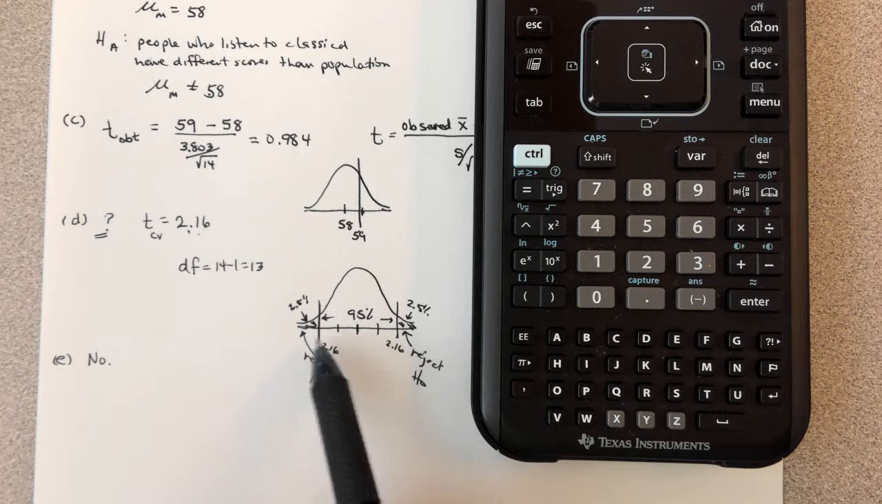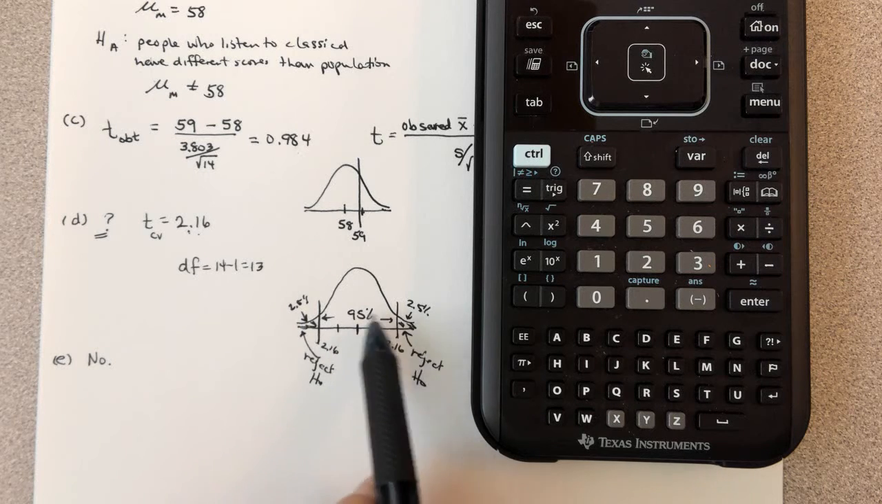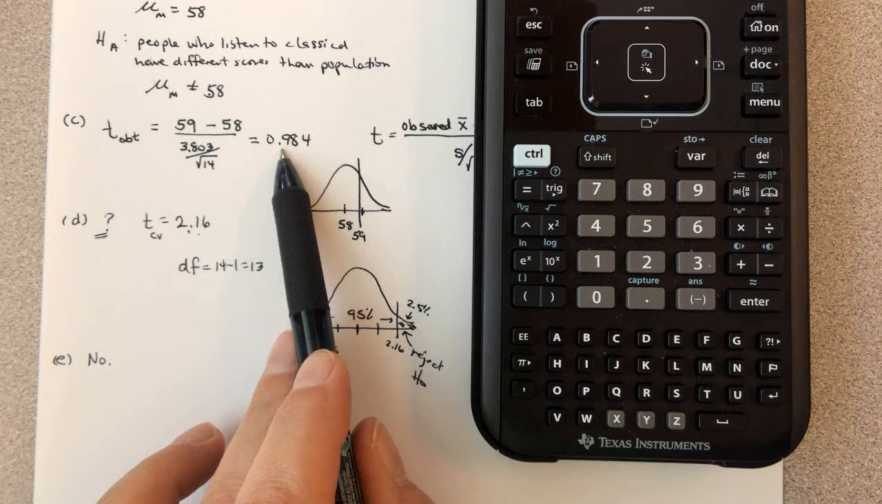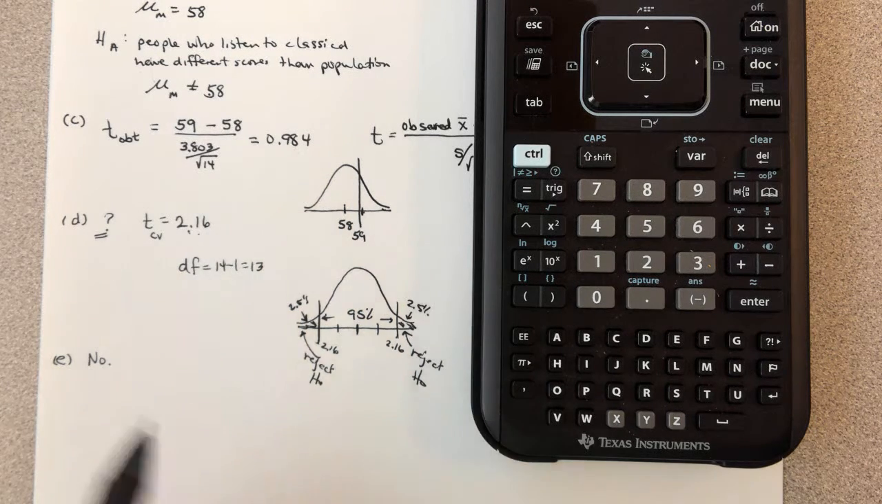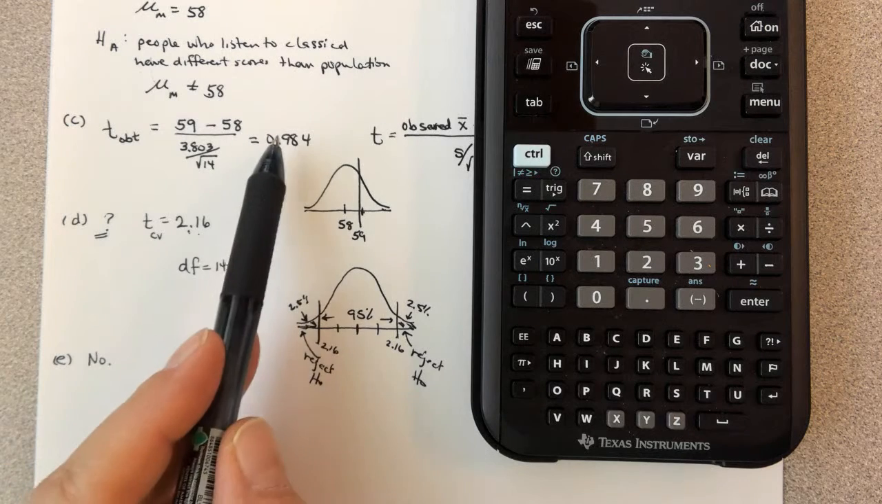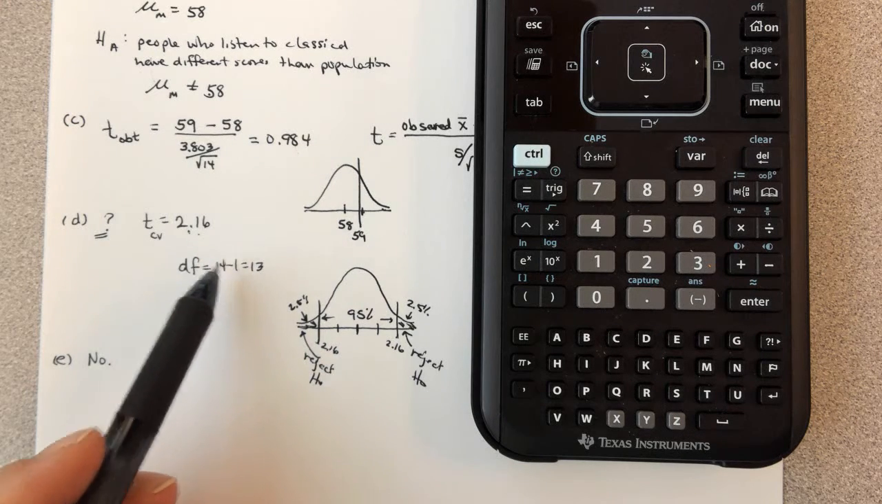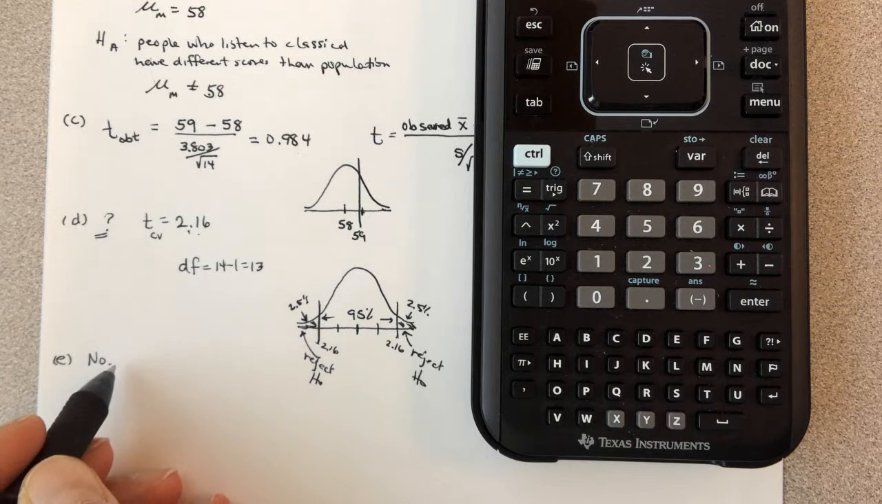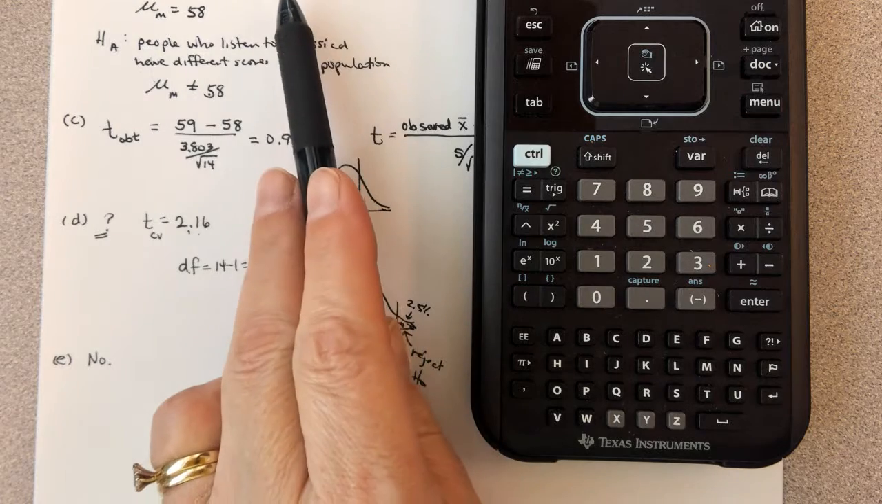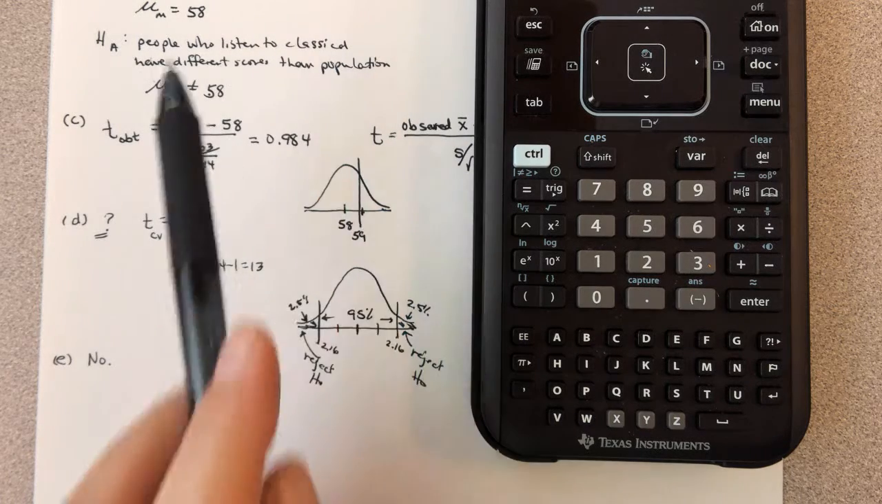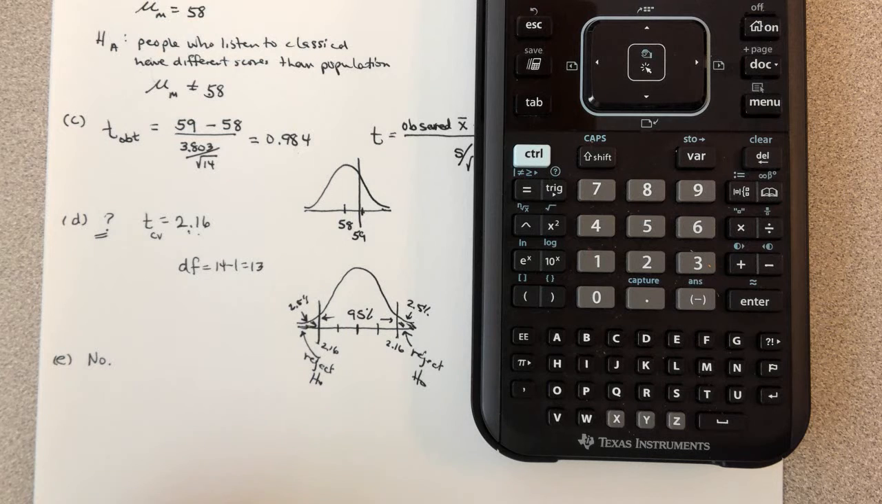But you're out of that allowable space of things are okay. So if t of OBT is bigger than t of CV, you would reject, and it's not. So we would fail to reject, and we would base that on the fact that part C is smaller than part D. So we should conclude that we have no evidence that people who listen to classical music score differently on spatial reasoning tests than the general population.